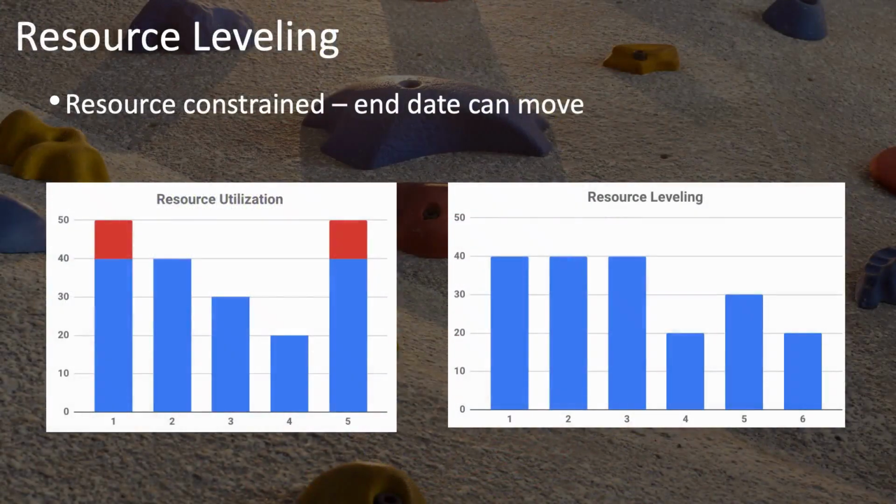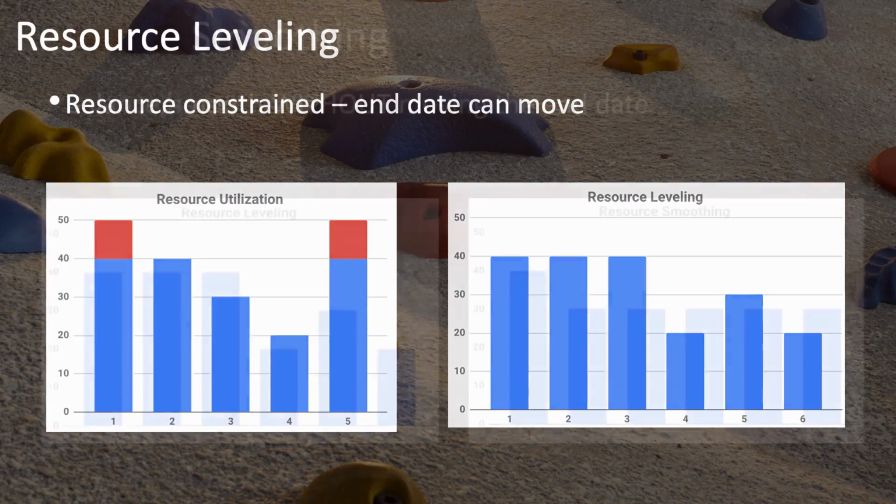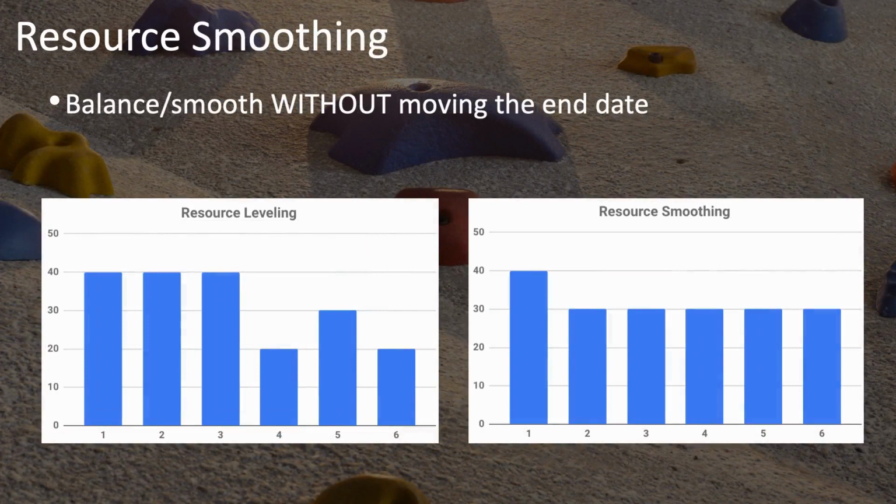Resource leveling is when you have a resource that is overallocated, and you reallocate their assignments so that they're not overallocated. And depending on other scheduling constraints, this reallocation can extend the end date. Resource smoothing is a little bit different. In this case, you want to even out your resource utilization, but you limit yourself to what you can do without extending the end date.